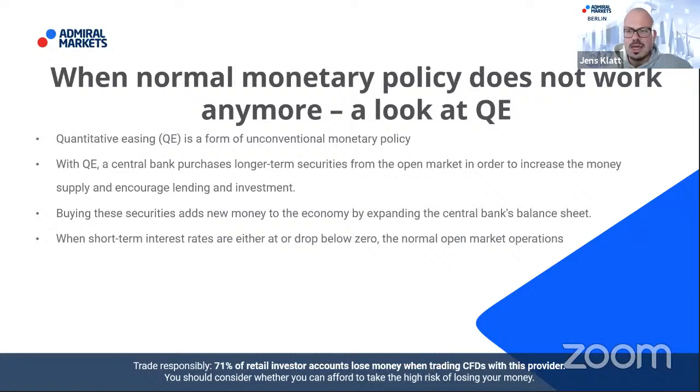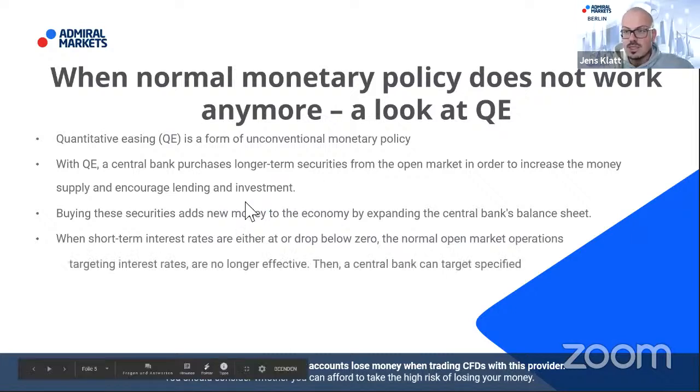And when short-term interest rates are at or drop below zero, which is currently the case, and we are probably about to see the same in the US rather sooner than later, the normal open market operations that target interest rates are no longer effective, because if yields are at zero, they are at zero. There's no chance to cut interest rates and stimulate the economy, as usually happens in classic Keynesianism. You could certainly turn interest rates negative, go into negative territory.